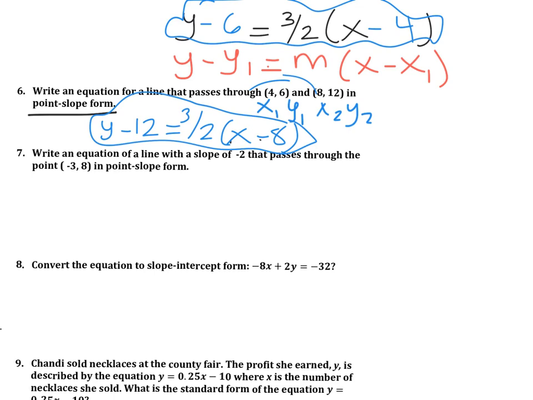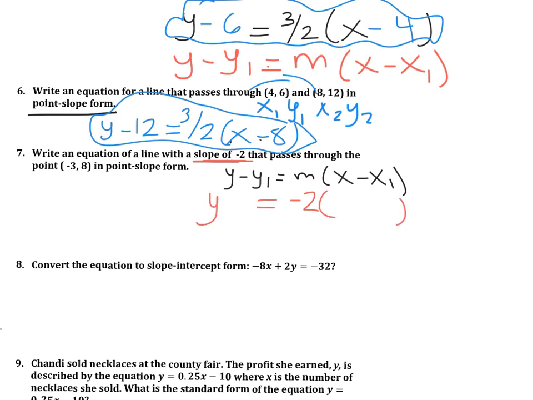All right, number 7, very similar. We're still in point slope form: y minus y1 equals m times x minus x1. It's a little bit shorter because instead of giving you 2 points, it's giving you the slope. It's giving you the m. So I'm going to go ahead and put that in right now for m.